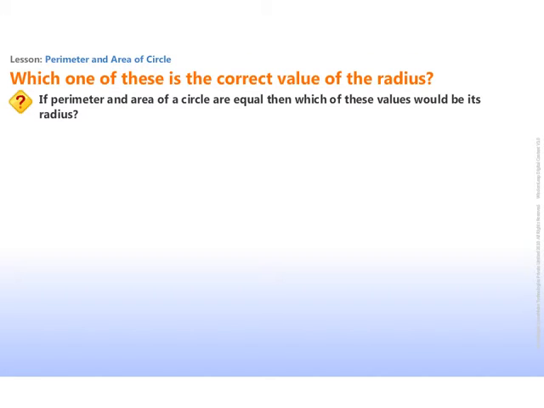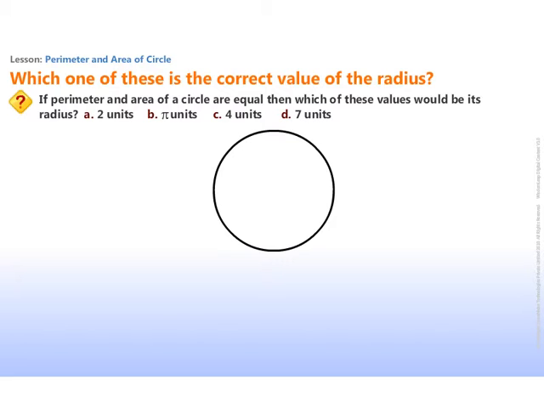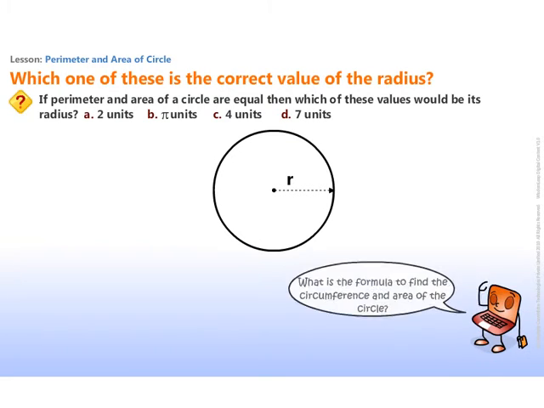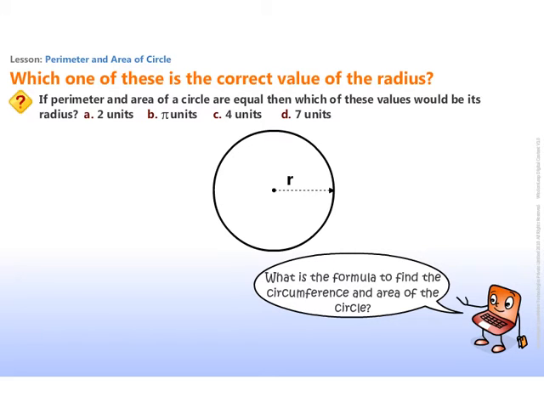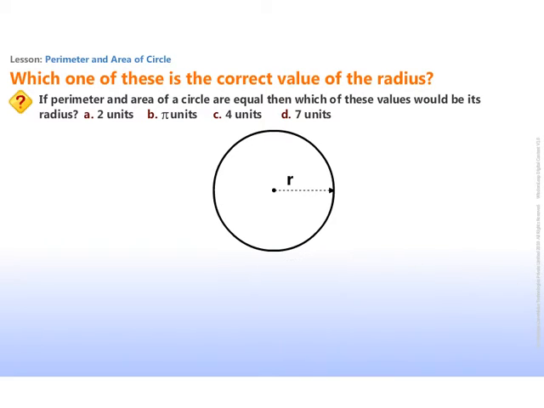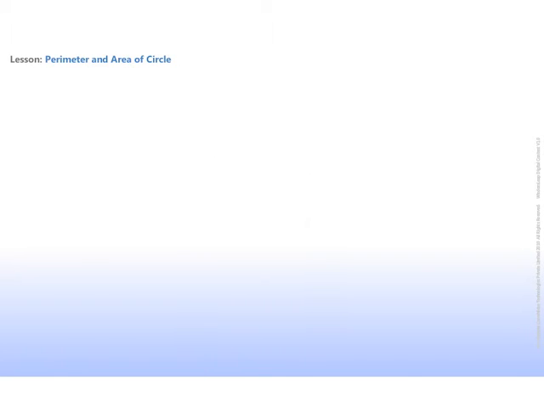If the perimeter and area of a circle are equal, then which of these values would be its radius? 2 centimeters, pi units, 4 units, 7 units. Let R be the radius of a circle. What is the formula to find the circumference and area of the circle? Then its circumference is equal to 2 pi r and the area of the circle is pi r square. It is given that the circumference of the circle and its area are equal. Substituting the values and cancelling pi r from both sides, we get the radius of the circle as equal to 2 units.